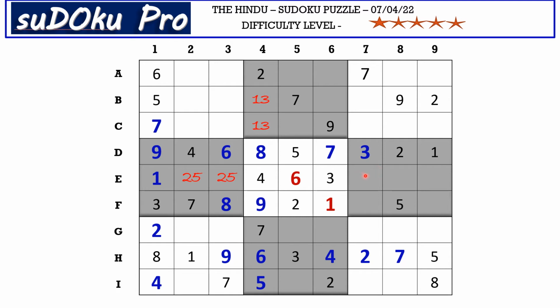Now in E row, there are 3 empty cells and the missing numbers are 7, 8 and 9. There is 9 and 7 blocking this cell. So E8 takes 8 and E7 takes 9 and E9 takes 7.